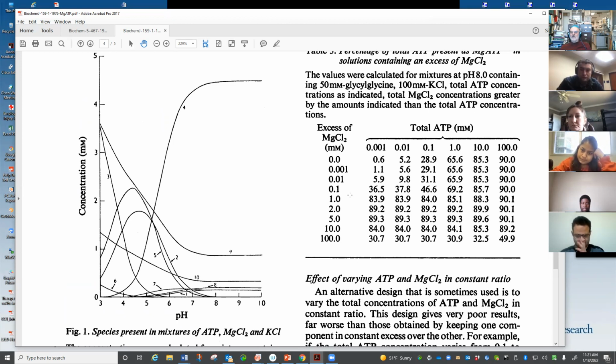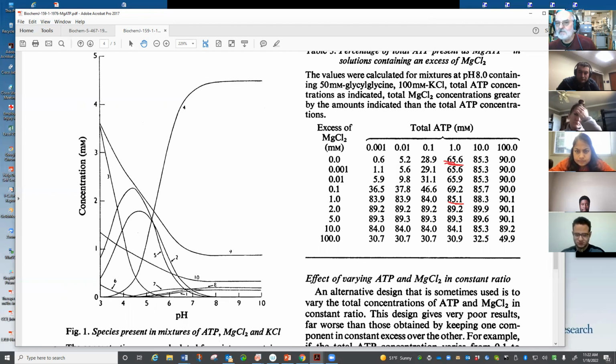But if you do something that has no excess, so here's no excess, you just put in equal amounts, 10, 100, 1, 10, 100, you can see at these lower numbers, 1 millimolar with 1 millimolar magnesium, you actually only have 65% of the ATP in a magnesium complex. When you have an excess, you get 85%. And if you have a higher excess, you get more. Okay, now notice how this falls off. This falls off probably because other species involving magnesium become predominant, and it steals the magnesium from the ATP.